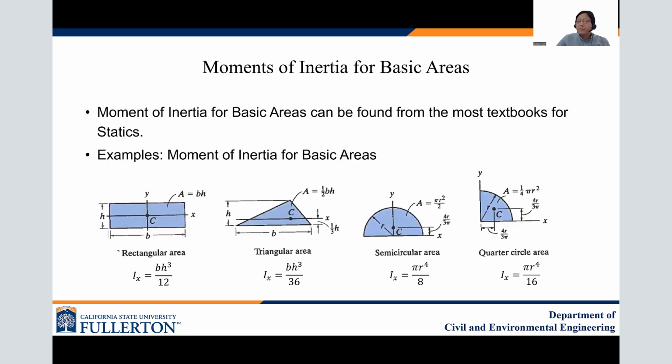This slide provides the moment of inertia for basic areas. The moment of inertia of basic areas can be found from the following figure. And also you can find it in most textbooks for statics. So this is the moment of inertia for rectangular area, triangular area, semicircular area, and quarter circle area. Moment of inertia of rectangular area is bh cubed divided by 12. This one is worth memorizing.